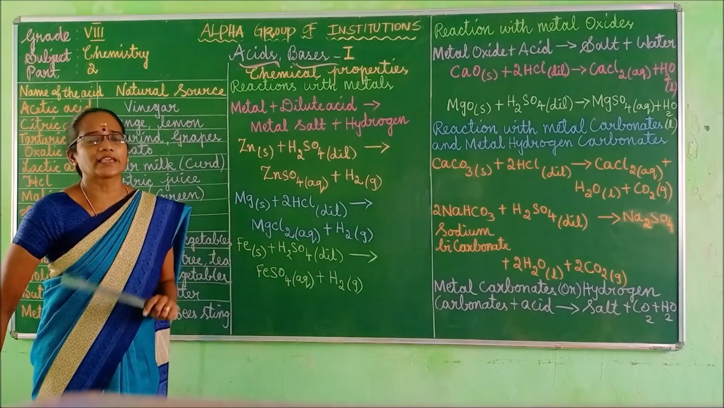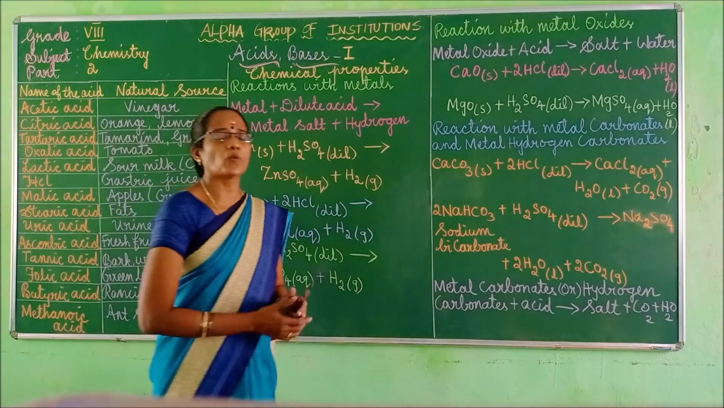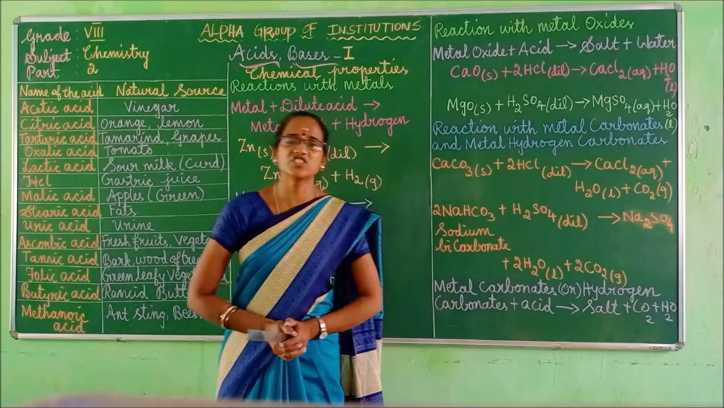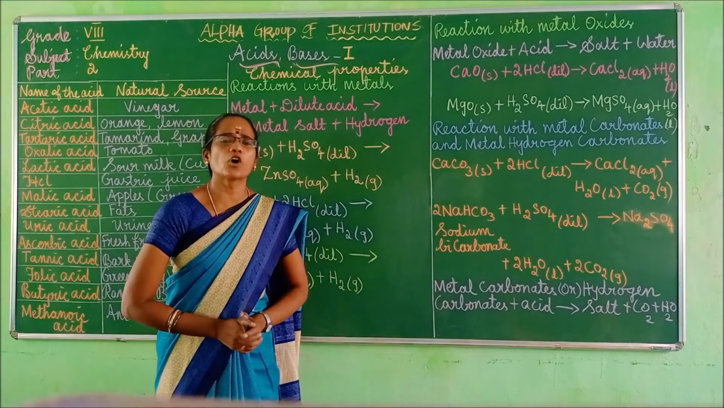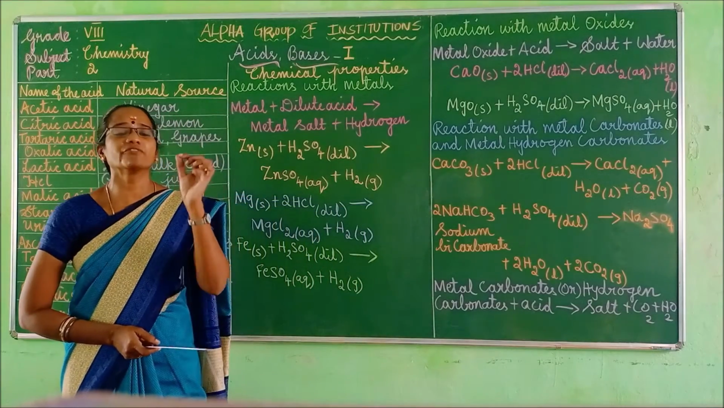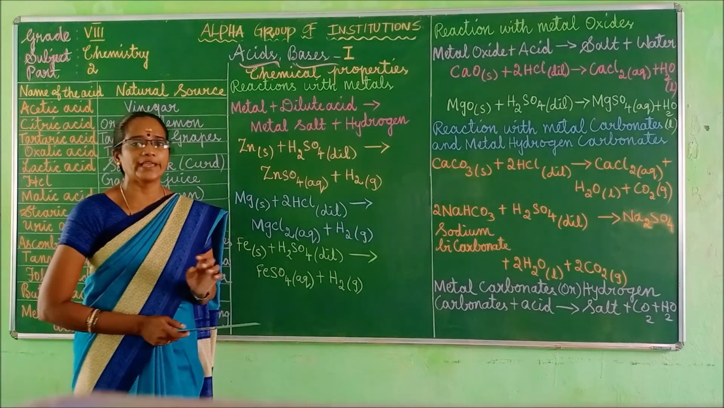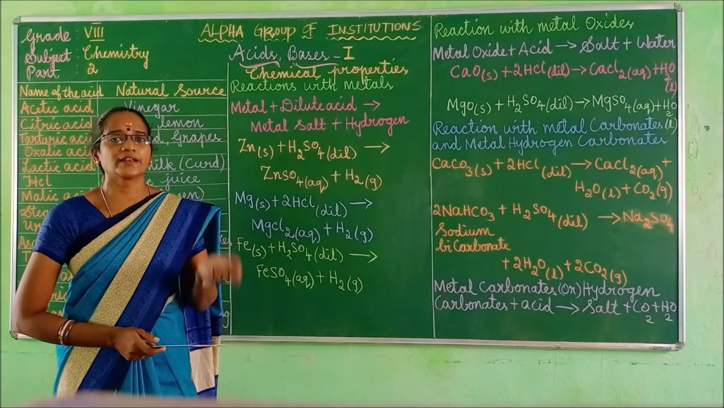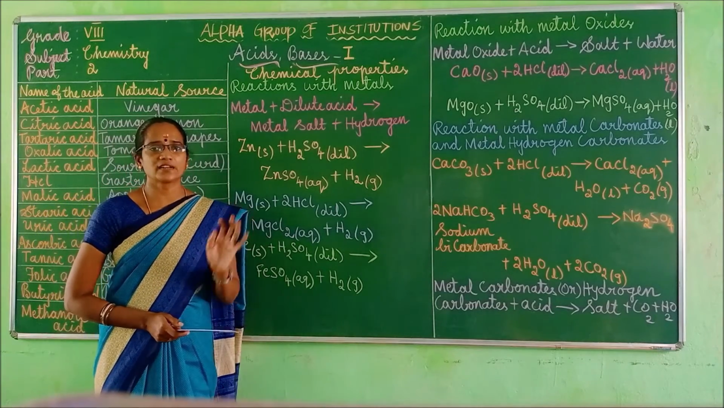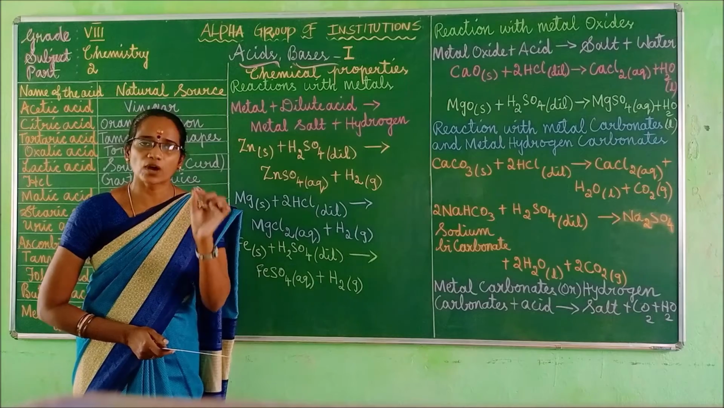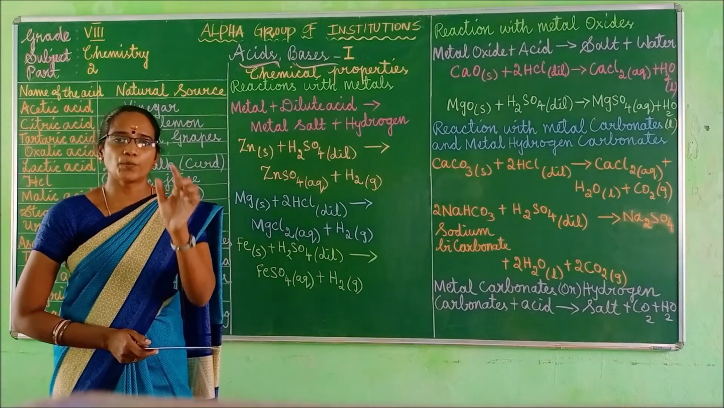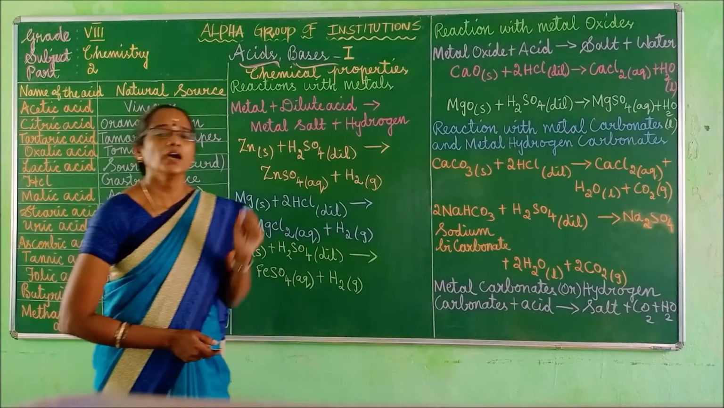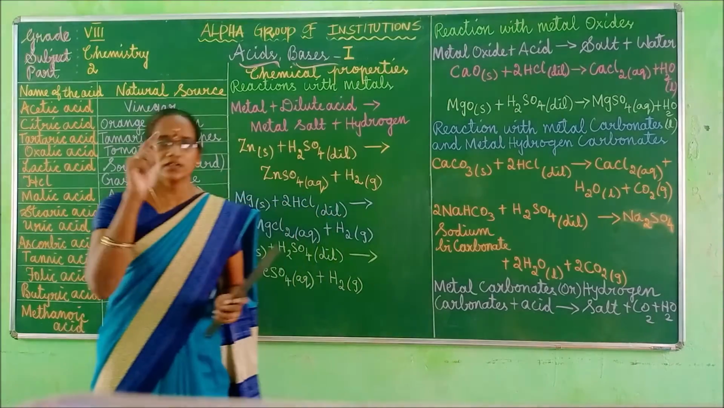While writing the chemical equation, you should remember one point: you have to mention each and every compound name, and you have to mention the physical state of the compound, whether it is on the reactant side or the product side. If it is solid, inside the bracket you put s. If it is liquid, you put l, small l. And if gas, you mention g.